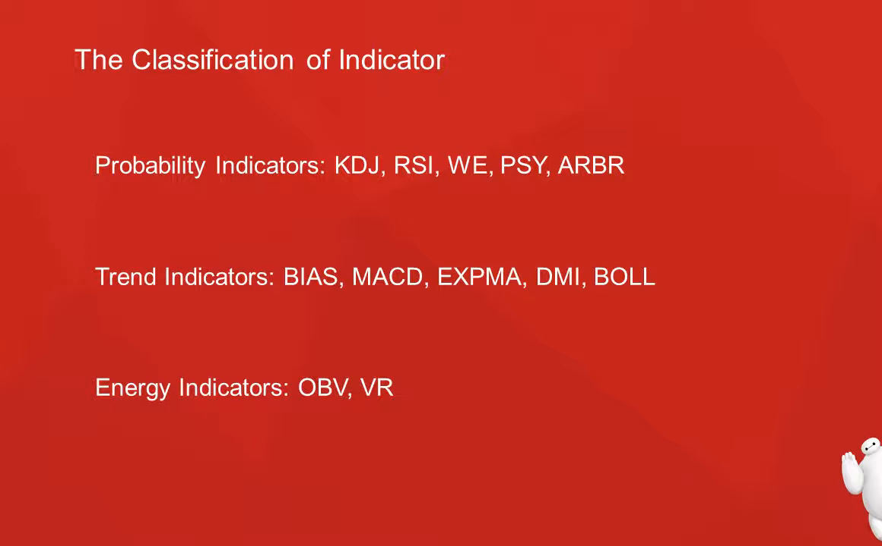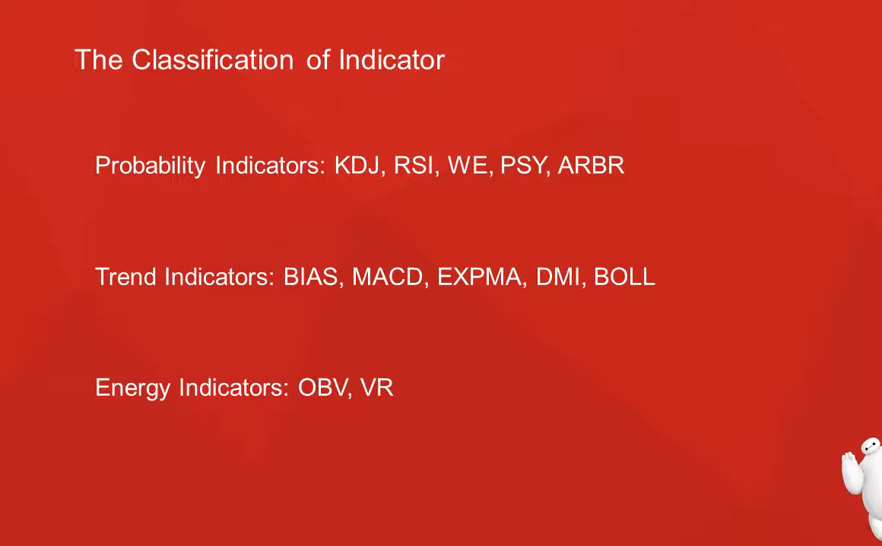Okay, so we can see these indicators belong to probability indicators, but we cannot combine KDJ with RSI because they belong to the same type of indicators. The trend indicators include BIAS, MACD, EXPMA, BBI, and the volume. The next one, energy indicators: OBV, VR.